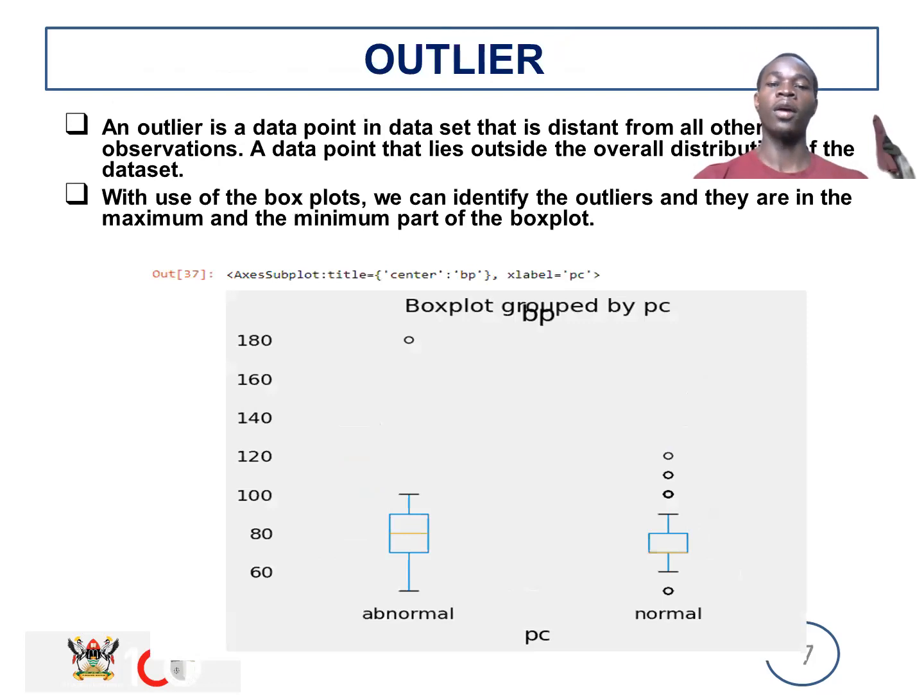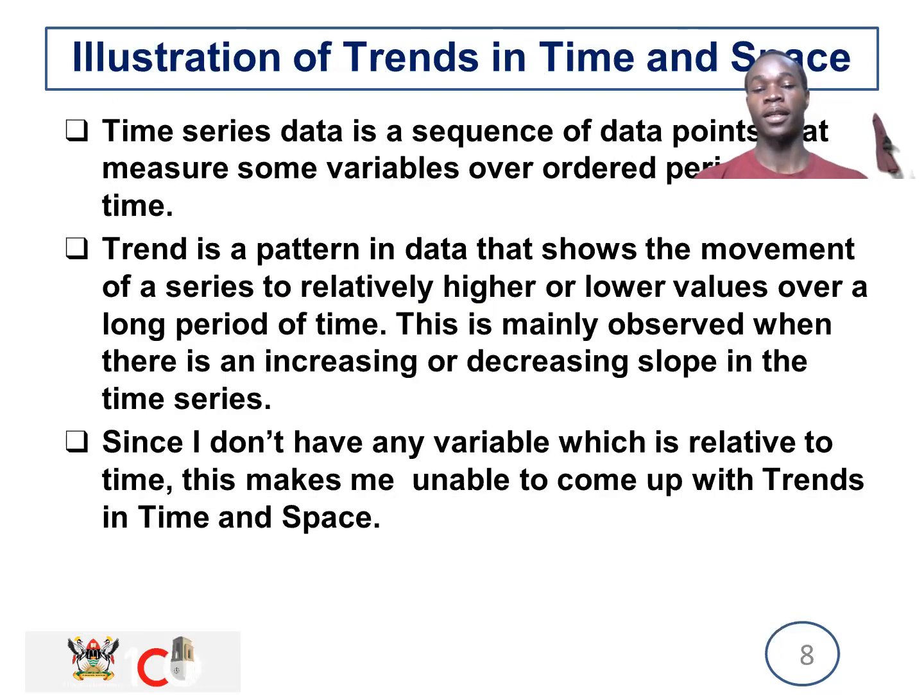Then you have what we call the outliers, as I have talked about. An outlier is a data point in the data set that is distant from all other observations, a data point that sits outside the overall range of values. Outliers can easily be identified using the box plot. For example, as I have shown above, these are the outliers. These are values which are beyond the range of other values, and this can be removed. This is indicated before when we are cleaning the data.